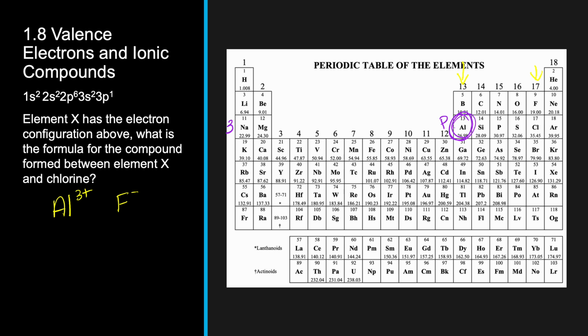Now if we're forming a compound, we have a 3 plus charge and a negative 1 charge. So we need 3 of those chlorines to balance out our ionic compound. So it'll be AlCl3.